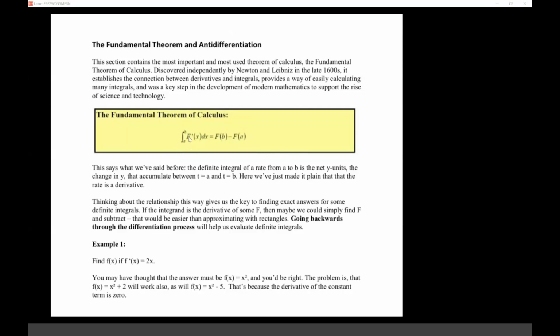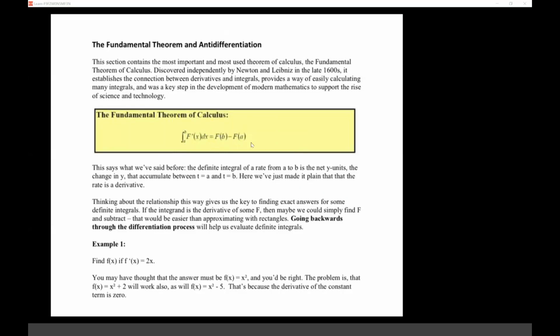It says if I have a rate function, see this function right here, f prime of x dx, that's some sort of a rate function. And I integrate it between x equals a and x equals b. The way I do that is I take its antiderivative, which is this f without the prime, and I evaluate it at b, and then I do the same thing at a, and then I subtract the value at a from the value at b. b is called the upper bound, a is called the lower bound.